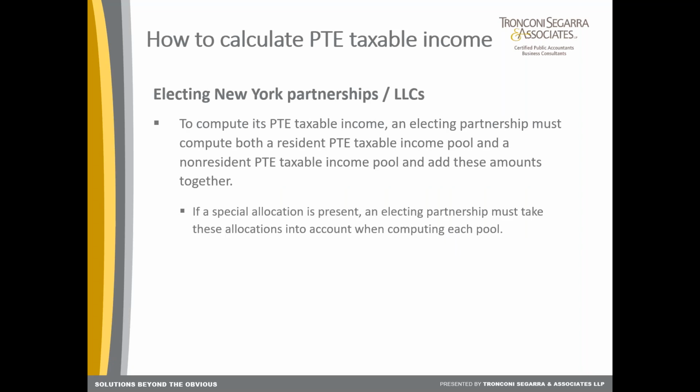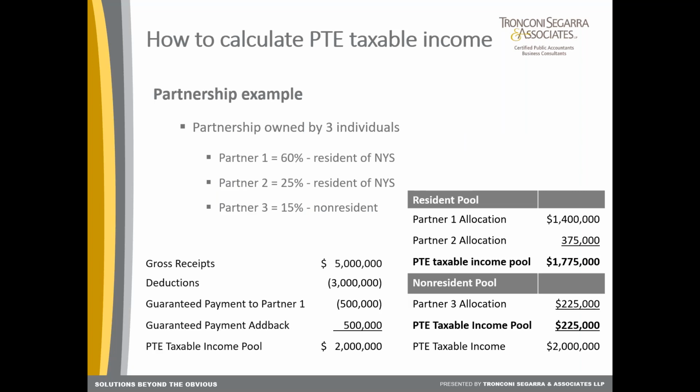All right. So looking at this next example, we see a partnership is owned by 3 partners, 2 are residents and 1 is a non-resident. Once you have the PTE taxable income pool, you must allocate between resident and non-resident and then partners. With this example, keep in mind that partner number 1 gets $500,000 in guaranteed payments. Therefore, we back that out so that we are dealing with $1.5 million that should be allocated between the partners. 60% of that, plus the $500,000 guaranteed payment, is where the $1.4 million is calculated, and so on. So partner 2 got 25% of $5 million, and then partner 3 would get 15%.